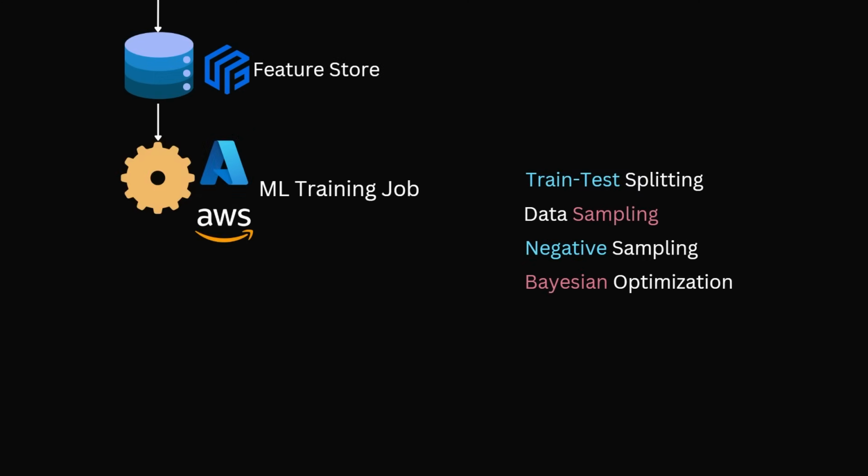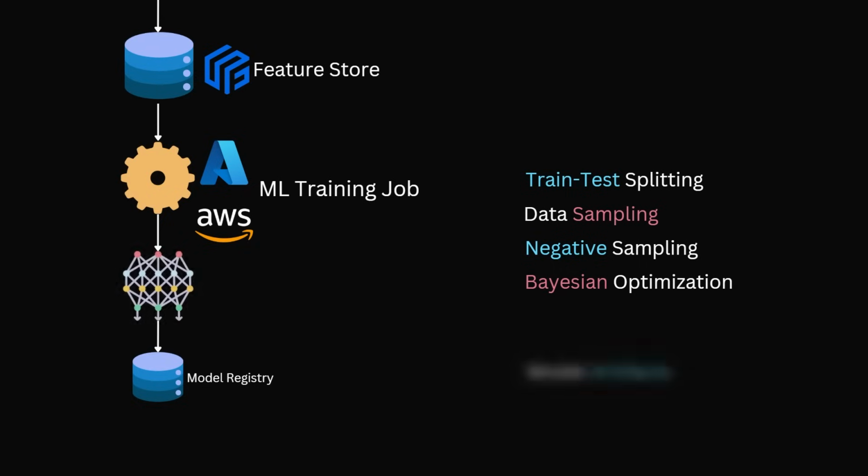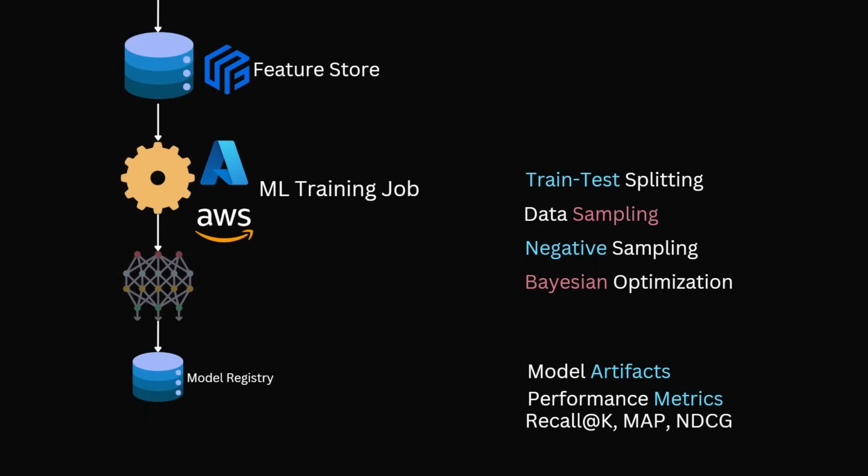Finally, the model will be stored in a model registry, which also stores model artifacts, hyperparameters, evaluation metrics, and the feature set used for training. Each model version will also be tagged with performance metrics and validation results, enabling easy comparison and rollback if needed.